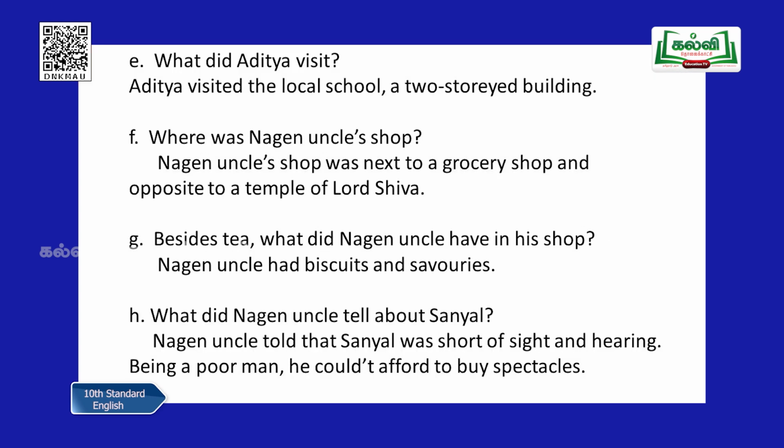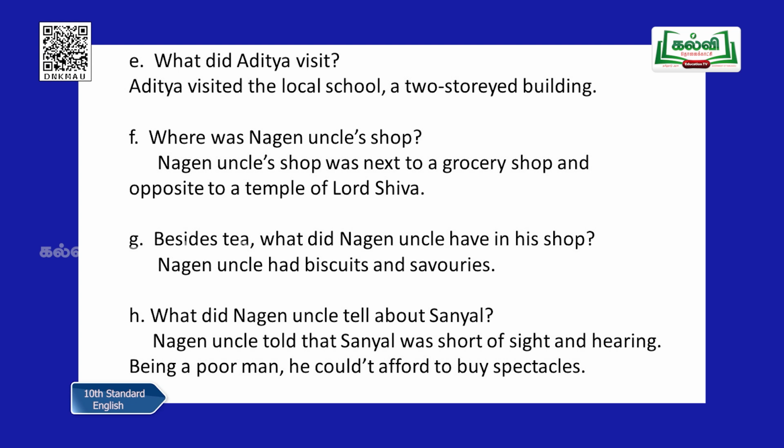Let me pass on to the next question. Question E. What did Aditya visit? Aditya visited the local school, a 2-storied building. He visited Nagin uncle's tea shop also, but here, after a particular paragraph, this question has been added. That means, after reading the particular paragraph, you are supposed to answer this question. That's why I have given one answer here. He visited the local school, a 2-storied building. If you want to add Nagin uncle's tea shop, that is also correct. Or you can stop here also.